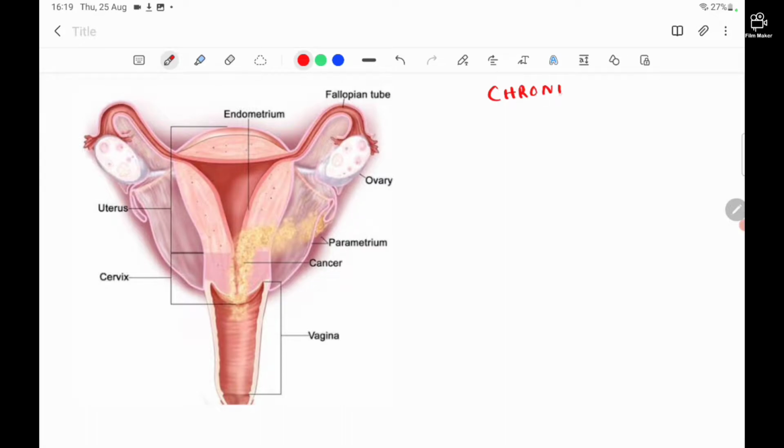Chronic pelvic infection. So here, for easy understanding, I have given a diagram of the uterus. You can see we have the endometrium, the cervix here, and the parametrium.